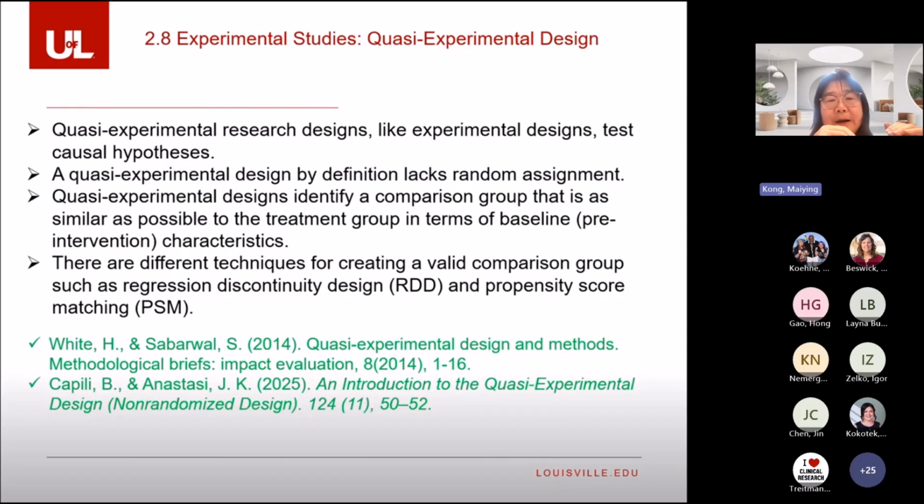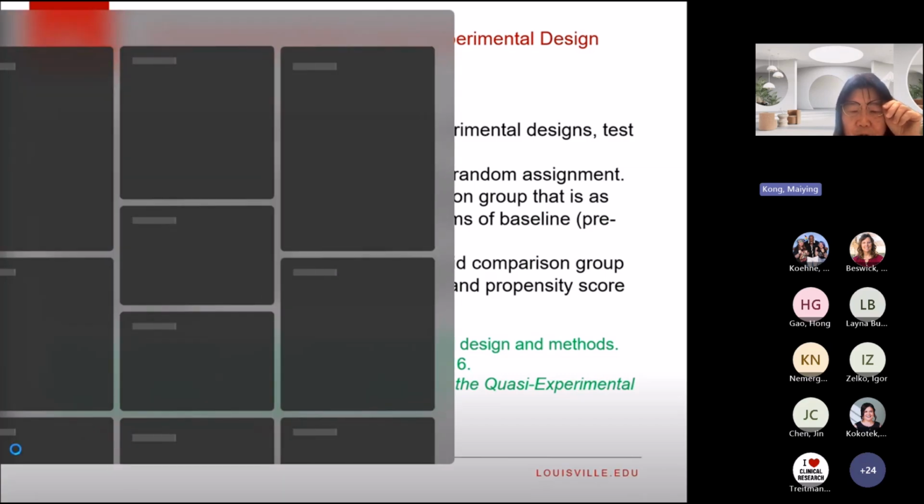So it's not randomized, but at the end we still like to see whether the treatment has an effect or not. How do we handle that? We try to find a similar group of patients with similar characteristics as those in the intervention group. So we compare the intervention group versus the control group, but this control group is not randomly assigned. There are different techniques to create a valid comparison group, such as regression.